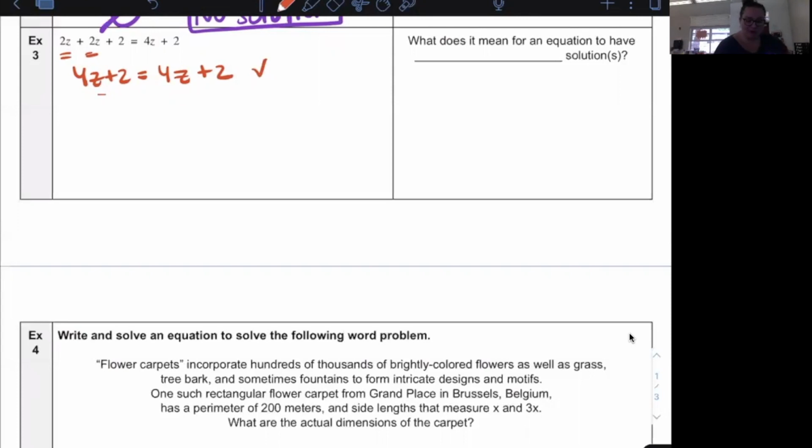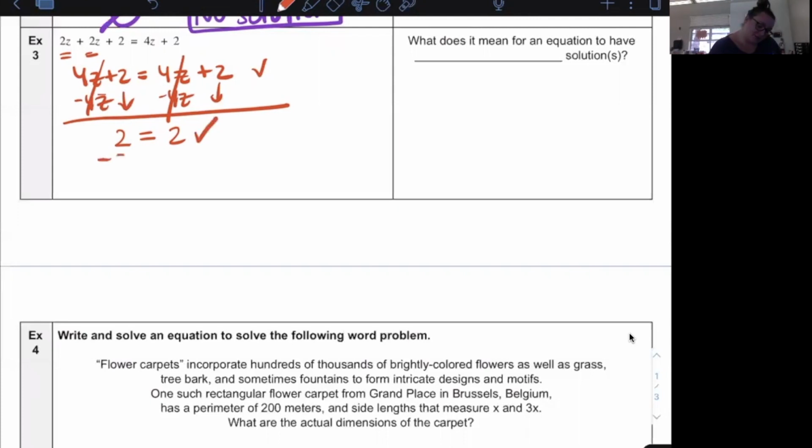So what if you subtract 4z from both sides? Well, 4z minus 4z cancels. I'm left with 2 is equal to, and 4z minus 4z cancels again, and I'm left with 2 on this side. Well, 2 equals 2. Is that a true statement? Yes, it is. Well, we could stop there, or we could keep going and subtract the 2 from both sides. We get 2 minus 2 is 0, is equal to 2 minus 2, which is 0.